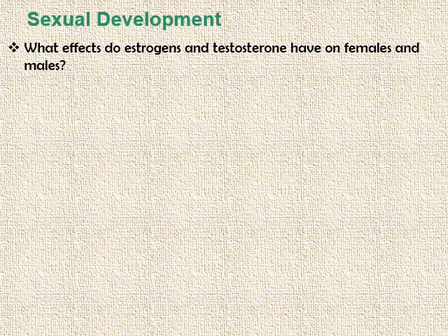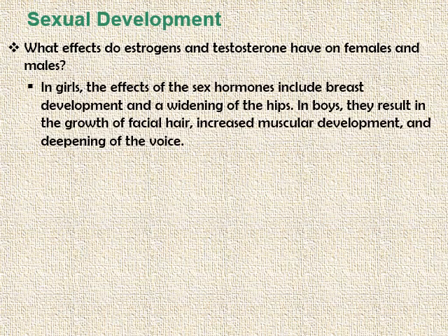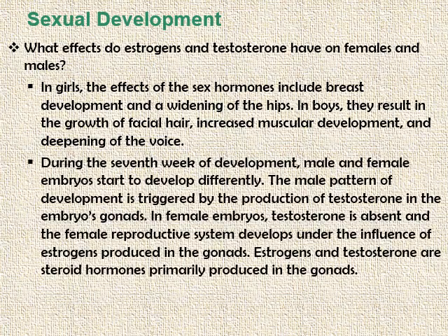Let's begin with the first section of this lesson, which is sexual development. What effects do estrogen and testosterone have on females and males? In girls, the effects of the sex hormones include breast development and a widening of the hips, while in boys they result in the growth of facial hair, increased muscular development, and deepening of the voice.